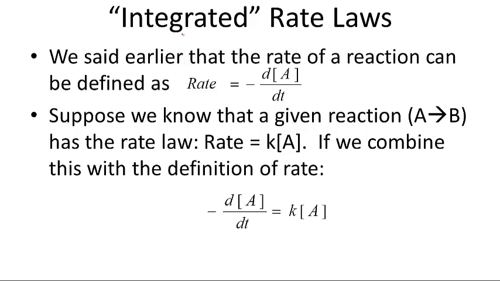So we said that the rate of the reaction is delta A, or delta concentration of reactant, over delta T.